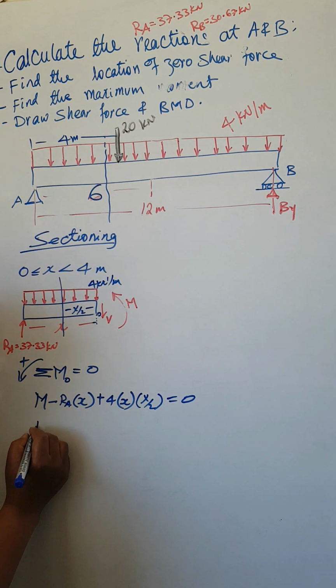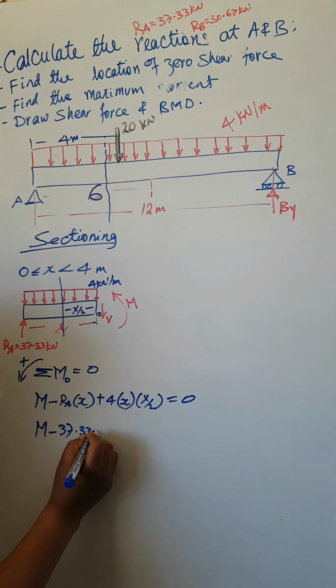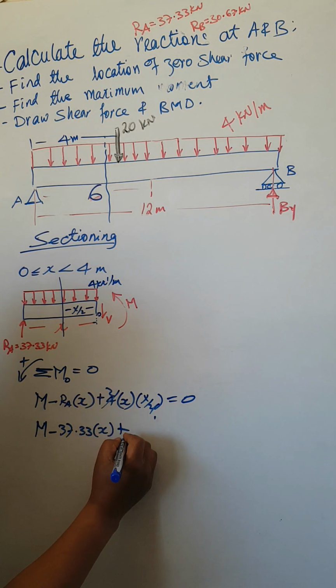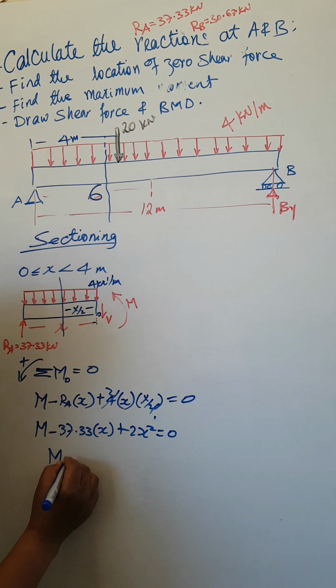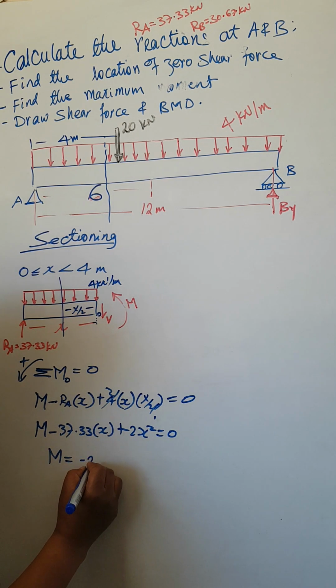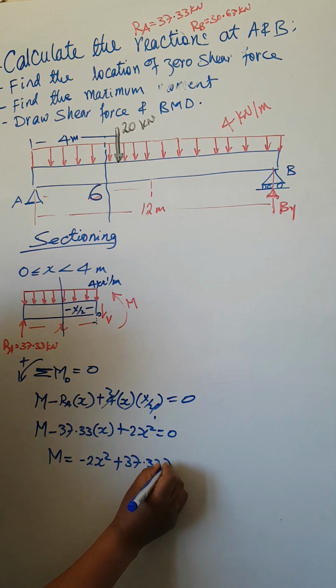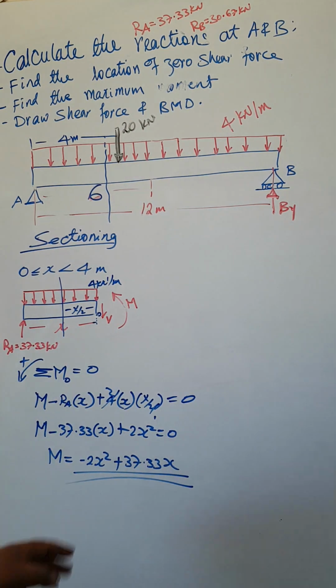So now this moment minus RA, 37.33 kilonewton times x, plus this is going to be 2x squared, is equal to 0. So the moment at this point is equal to negative 2x squared plus 37.33x. Okay? Moment is related with distance with this formula. Negative 2x squared plus 37.33x is the formula for the moment.